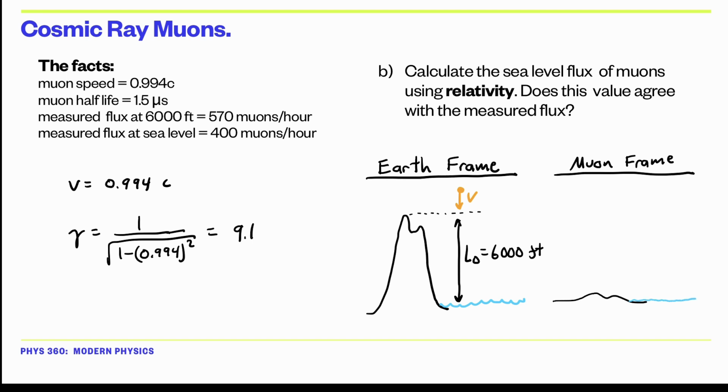In the muon's frame of rest, the Earth is traveling upward towards it at a speed of 99.4% the speed of light, and the distance traveled will be length contracted to only about 660 feet. So we see that in the muon rest frame, it only has to travel 660 feet to go from the top of Mount Washington down to sea level.